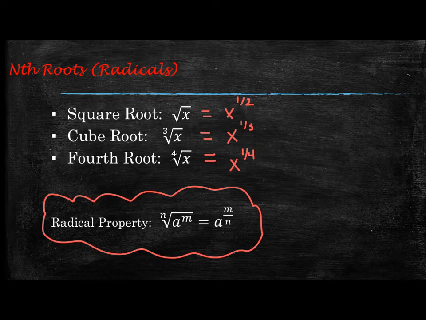So the radical property says this. If you have the nth root of a to the m power, that's the same thing as a to the m over n power. I know this looks weird, but this is an exponent. It's supposed to be raised up a little bit higher, but that was the best I could do with the computer formatting. What you have to remember is that the n here becomes the index of your radical, and the m, the exponent on the inside, is the numerator of your exponent.